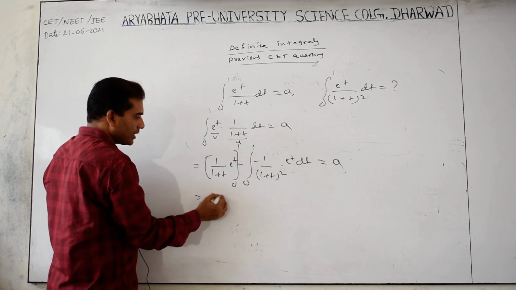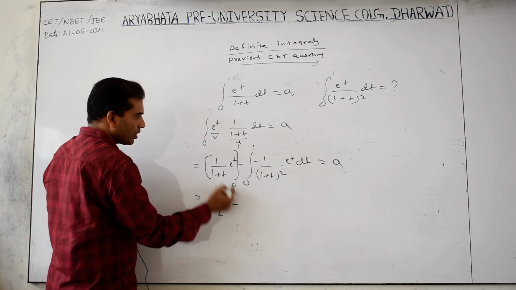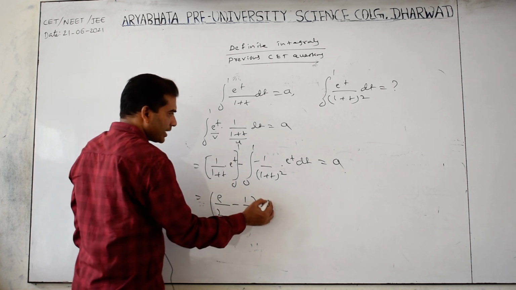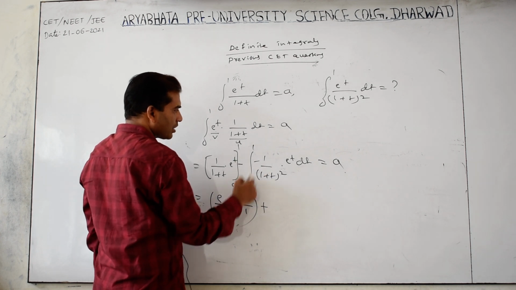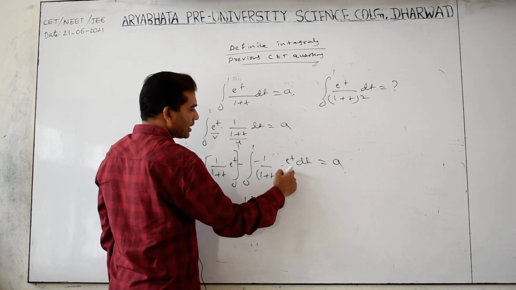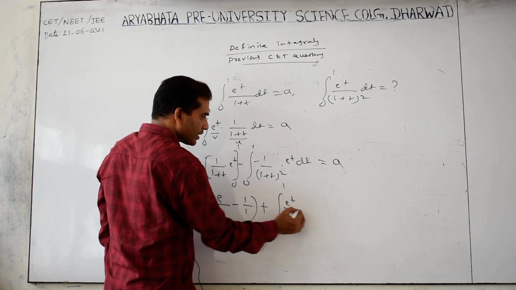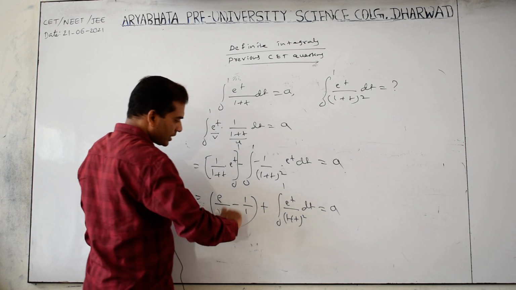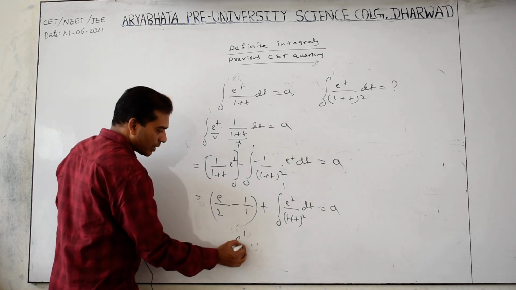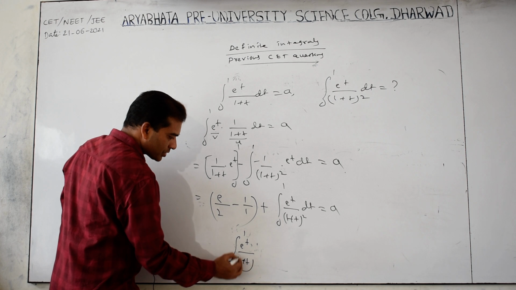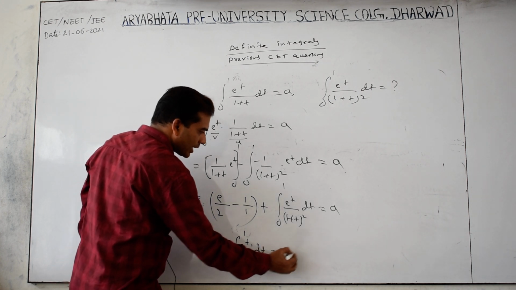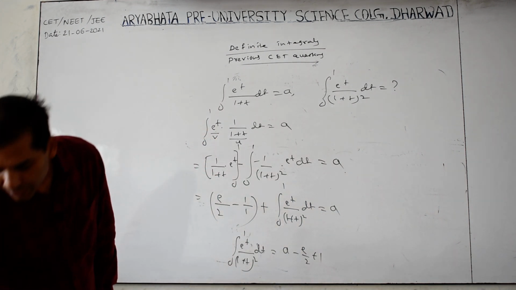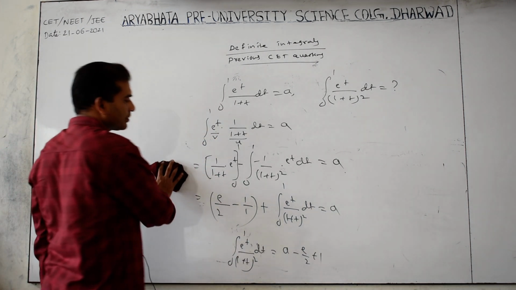Apply the upper limit: e power 1 is e by 1 plus 1, which is 2. Lower limit: e power 0 is 1 by 1 plus 0, which is 1. Minus, and then plus integration of 0 to 1 of e power t by 1 plus t whole square, which we want. This is equal to a. So take that to the other side: integration of 0 to 1 of e power t by 1 plus t whole square dt is equal to a minus e by 2 plus 1. A minus e by 2 plus 1. This is the answer.